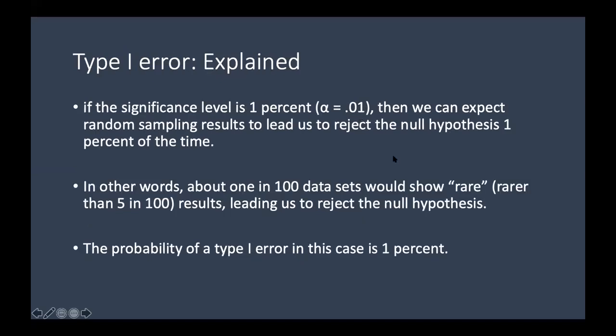And type 2 error is... so again, a little bit more about type 1 error. If the significance level is 1% instead of 5%, then we will have a tighter significance level, and the probability of type 1 error is 1% in this case. Okay?